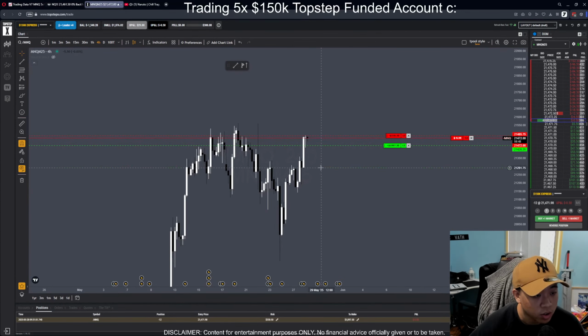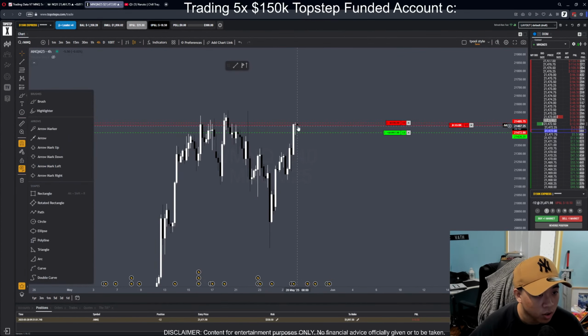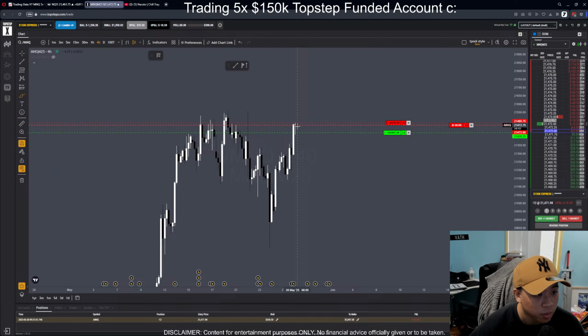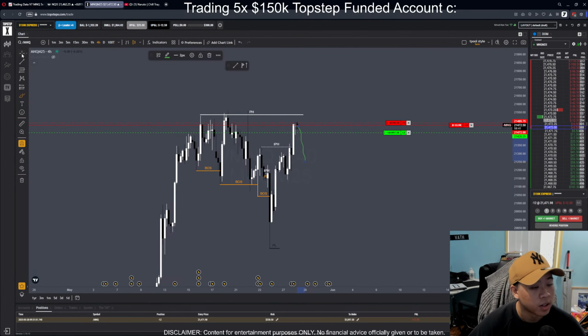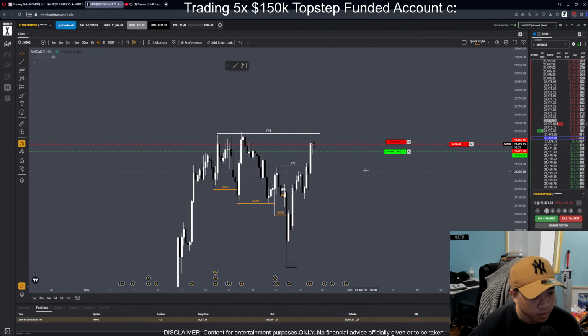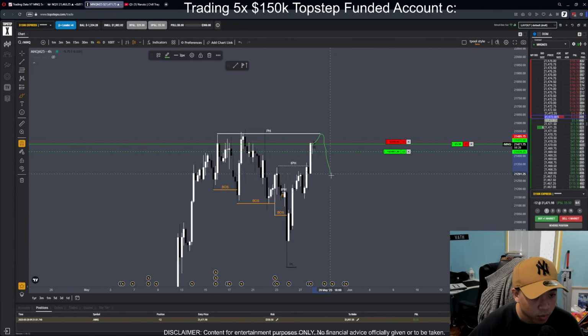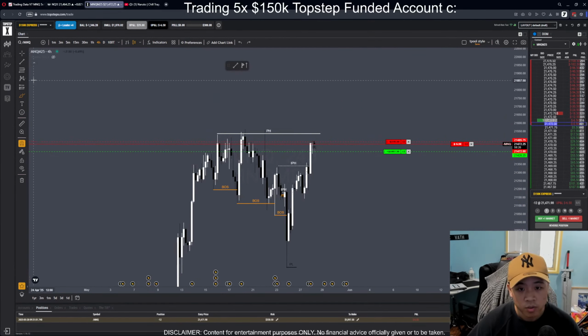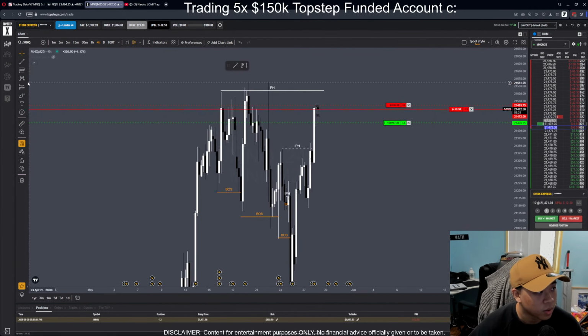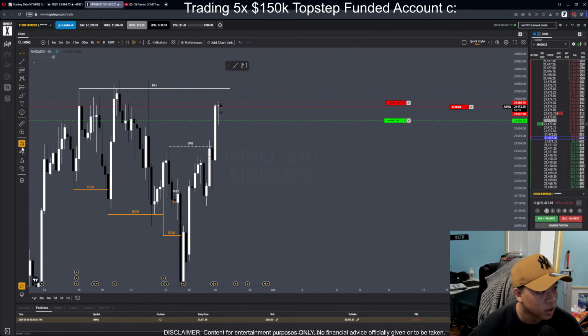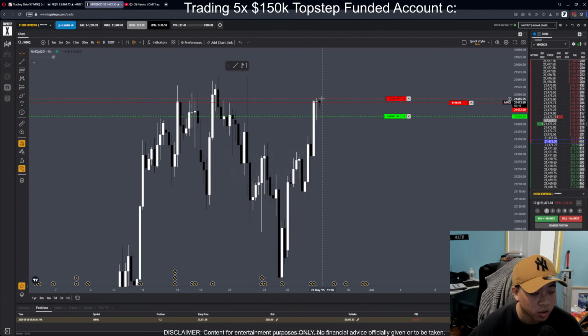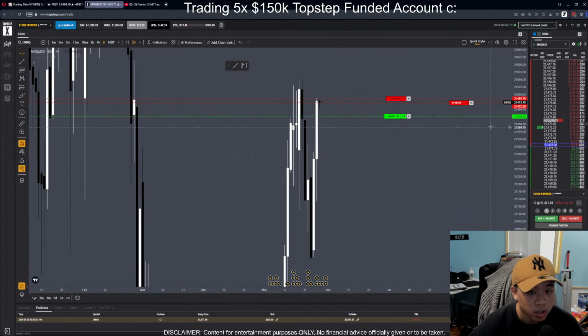This might be a great entry to take the short. Even this might be a longer, potentially a longer play. Even on a higher time frame, if I could take a swing, this could be the move down. So yes, it could come up a little bit more, sweep this before going down. However, for the time being, I'm just going to stick with what I've got for now, which is a short in this area. Let's have a look at the daily.